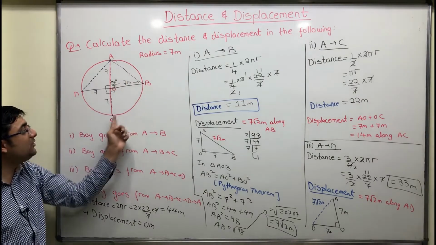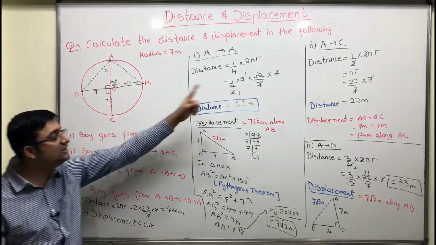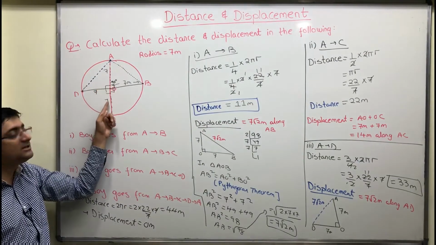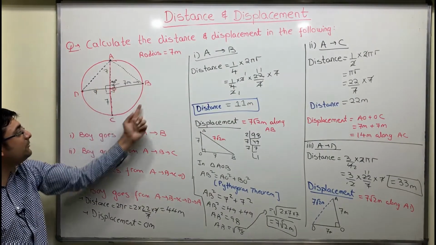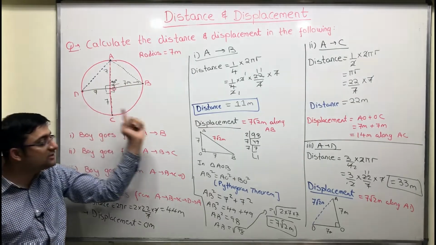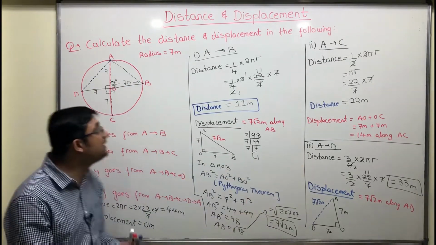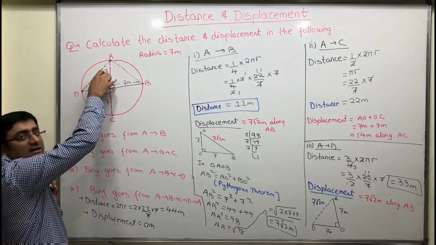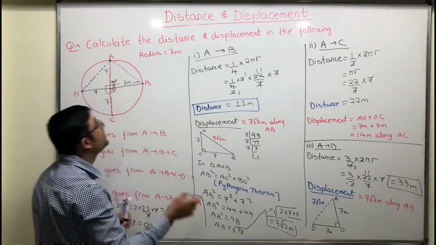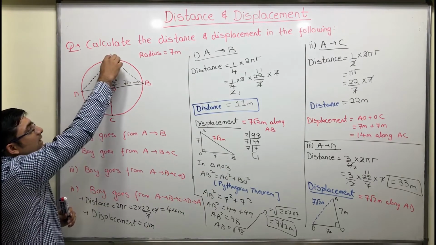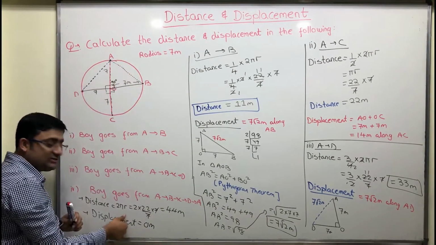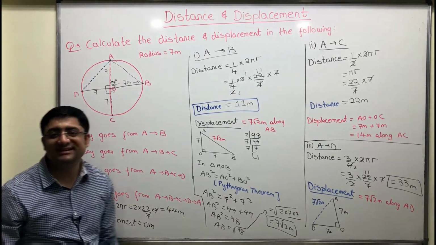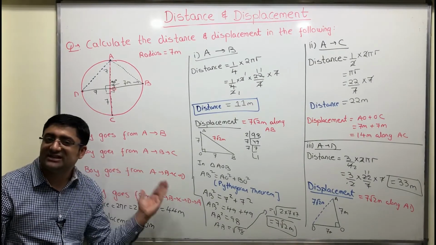Then we went from A to C. So distance is now half of a circle. So half into 2 pi r. What is displacement? This straight line over here. 7 plus 7, 14 meters. Next you went from A to D. You covered 3/4 of a circle. Hence 3/4 2 pi r. What is displacement? Shortest path between initial and final point. So this line. So again we get a right angle triangle. Solve it, 7√2. And then finally from A back to A. So you completed one whole circle. So distance 2 pi r. Because initial and final point is the same, hence displacement is 0. So this is how you solve such type of questions.